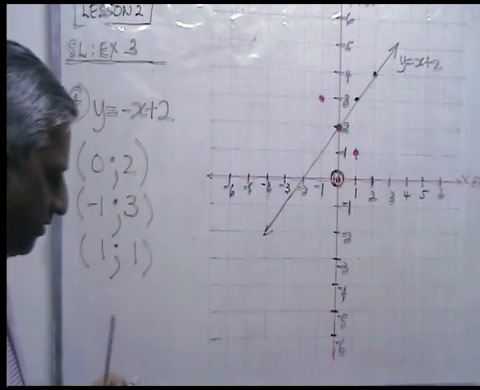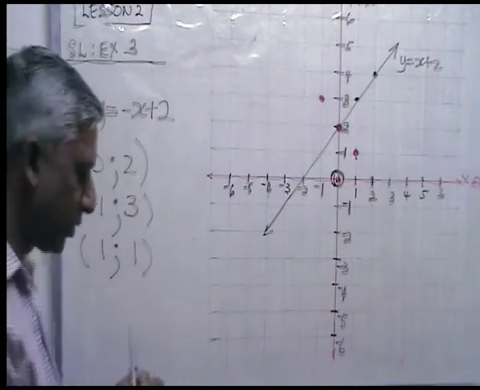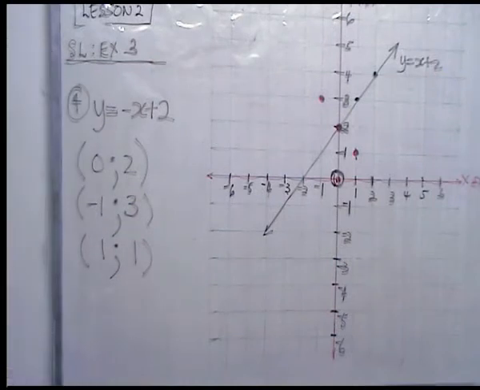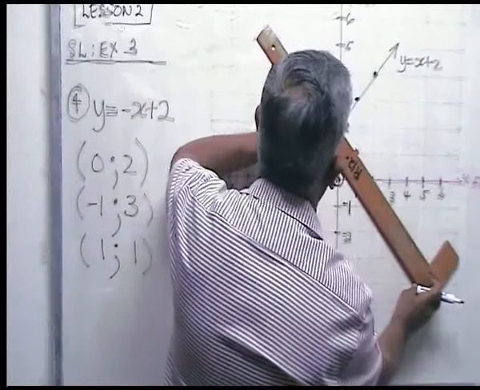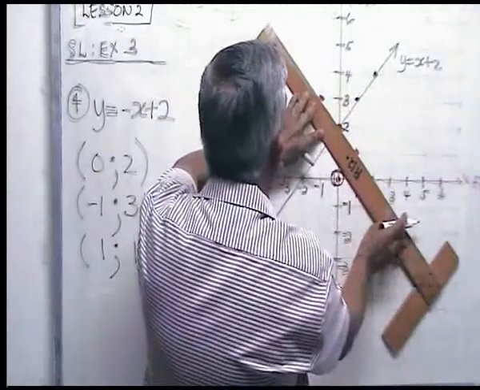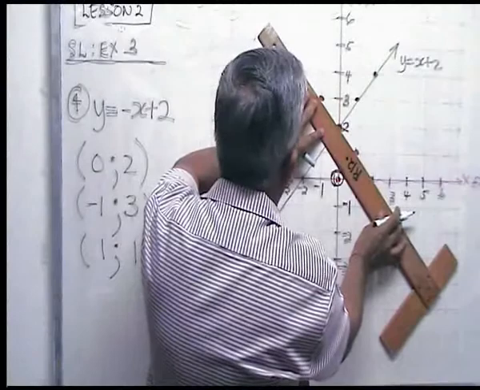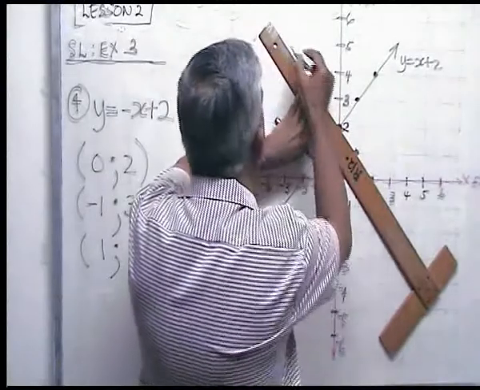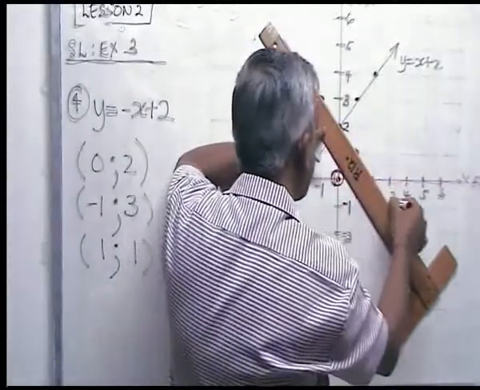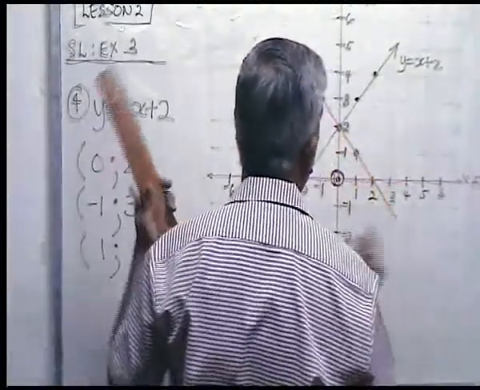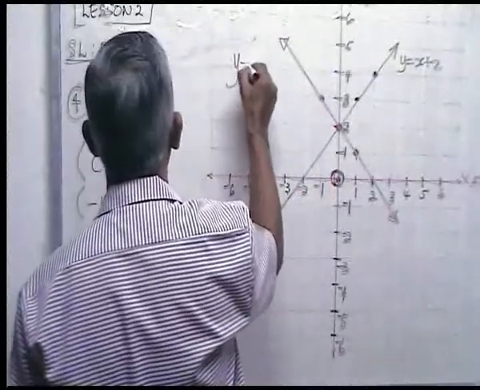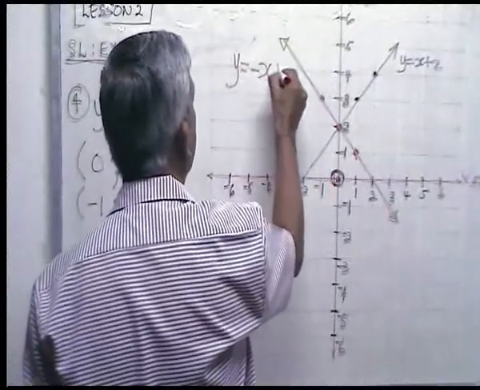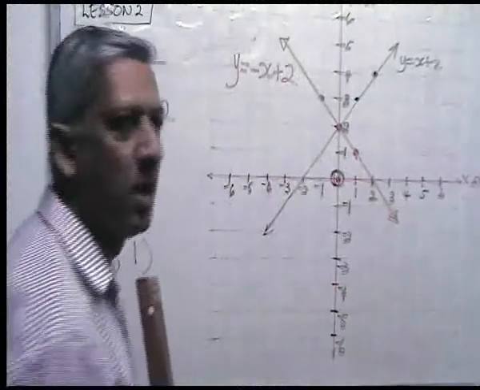Alright, so I've put in the 3 points. Now I have to use my ruler and join them. And that's a graph of y is equal to minus x plus 2.